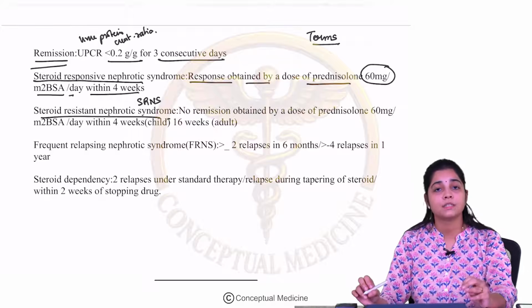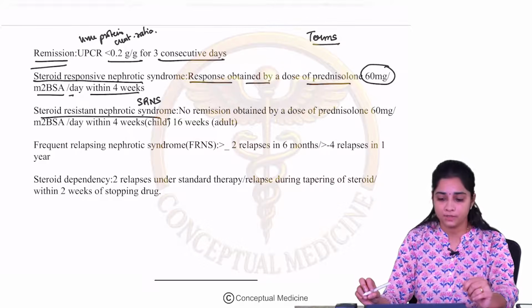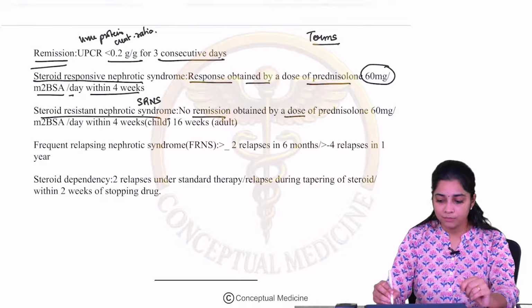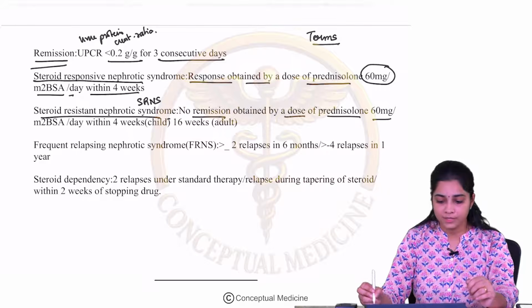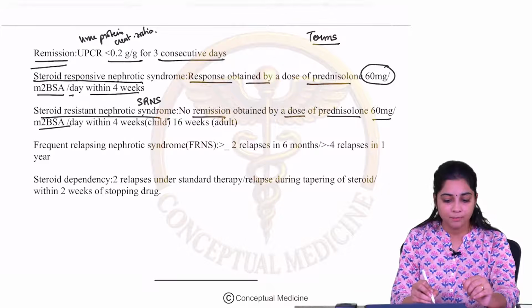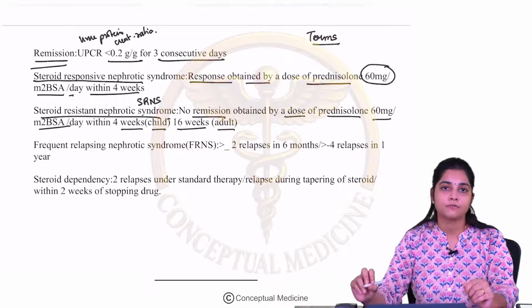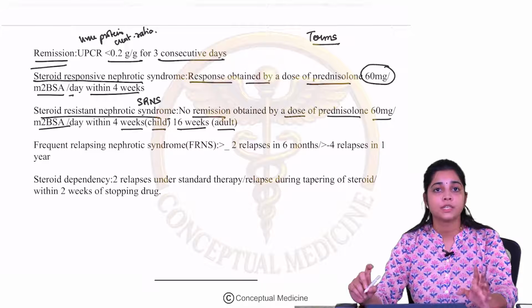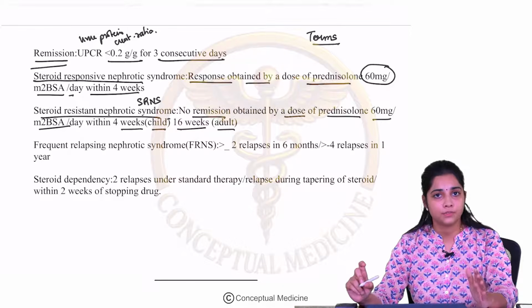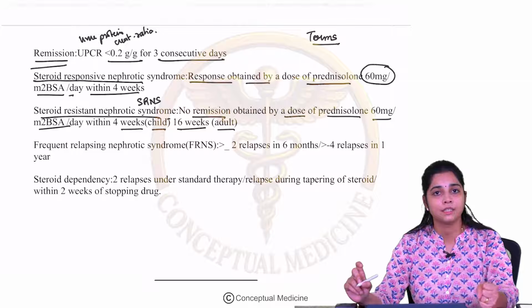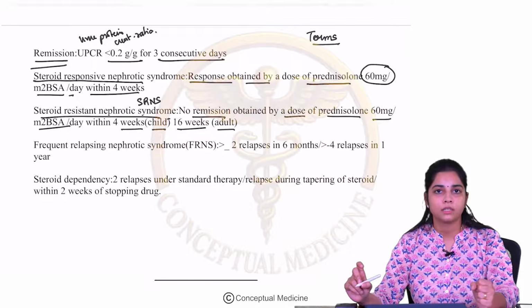So what is a steroid resistant nephrotic syndrome? No remission is obtained by the same dose of prednisolone of 60 mg per meter square body surface area per day within 4 weeks of treatment in a child or 16 weeks of treatment in an adult. So there has been no response to treatment with prednisolone for 4 weeks in a child or 16 weeks in an adult. That is, even after this much treatment, the urine PCR continues to be positive, then it is called a steroid resistant nephrotic syndrome.